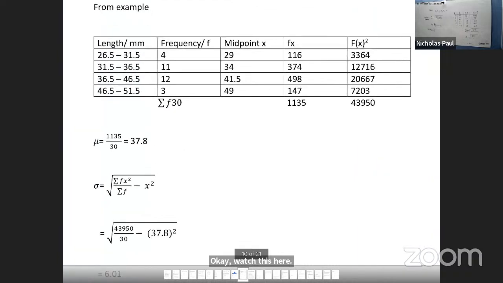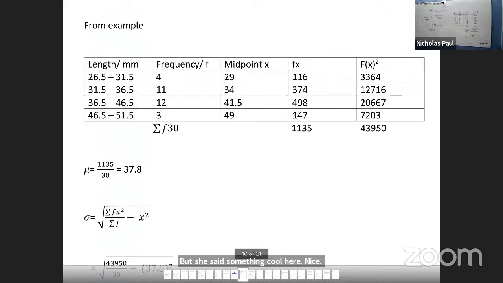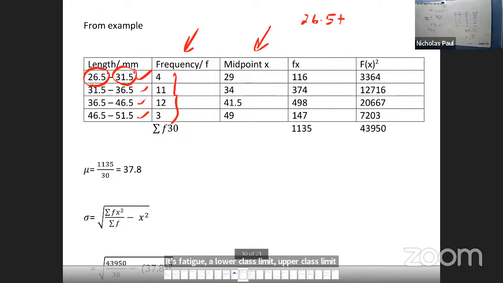We're going to go through each column one by one. Here we have a nice table, only 4 intervals, 1, 2, 3, 4, and their frequencies. You'll clearly see where f comes from. F is this column here. But the problem is x. In order to find x, we take the lower class limit, 26.5, plus the upper class limit, 31.5, and divide by 2. Add it up, divide by 2, and see what you get.